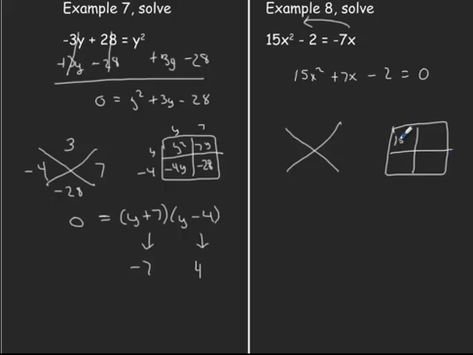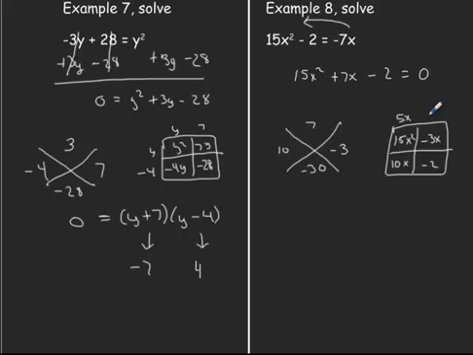15x squared here, negative 2 here. AC, 15 times negative 2 is negative 30, and B goes here. Alright, 10 and 3 pop out. Multiply 10 and 3, we get 30. But one of them has to be negative. If I add them, I get 7, so 10 plus a negative 3. So a 10x here, a negative 3x here, and greatest common factors all around.